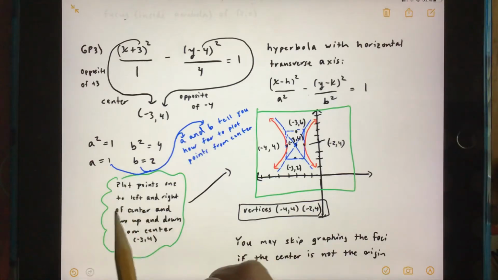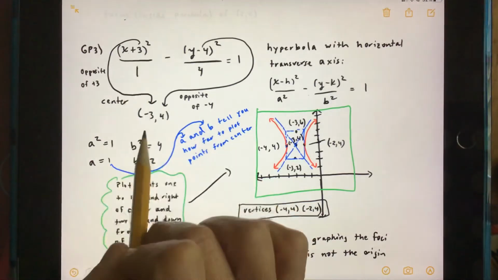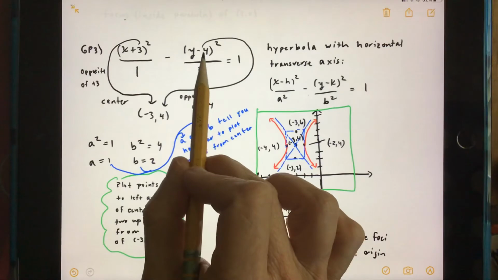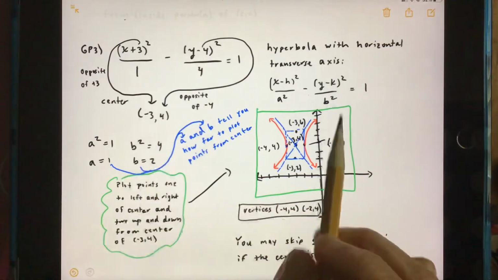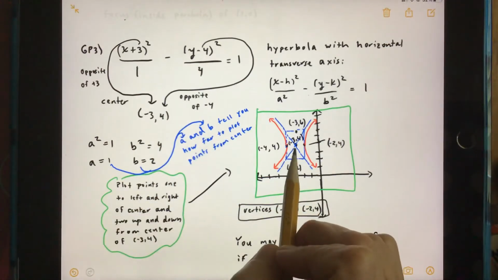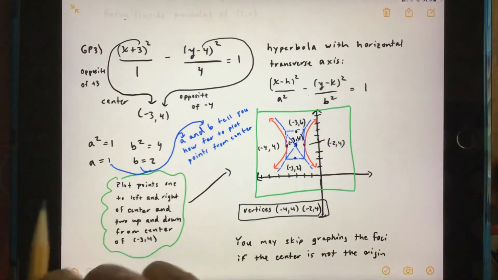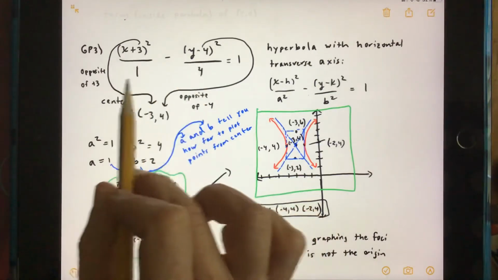Let's go and get our center pulled out of the equation. The opposite of 3 is -3. The opposite of -4 is 4. So there's the center, which I put in my graph here. And then I'm going to pull out my a squared and my b squared from the denominators here.